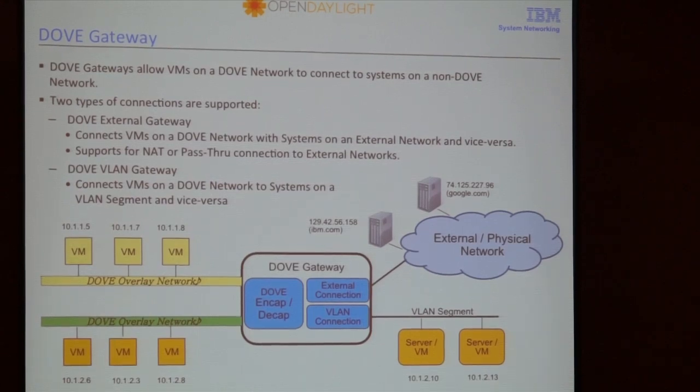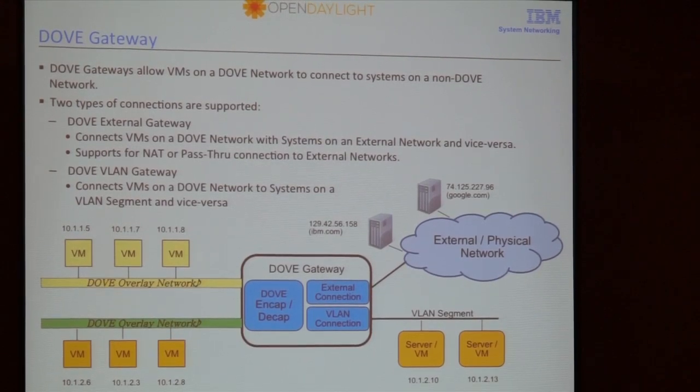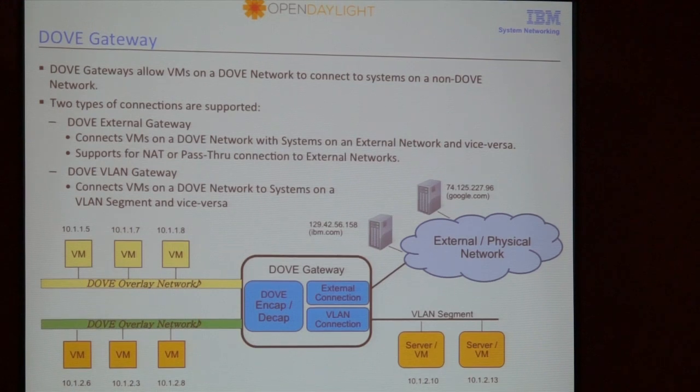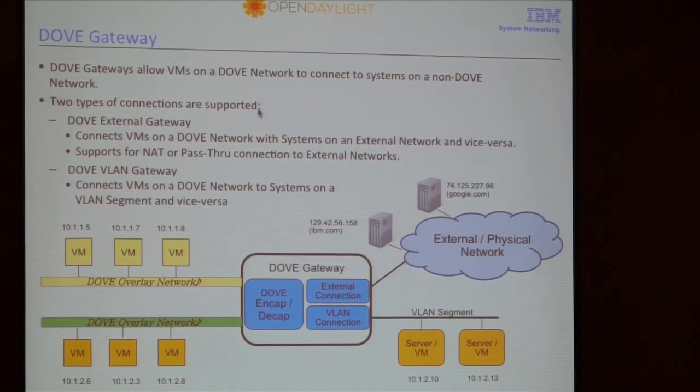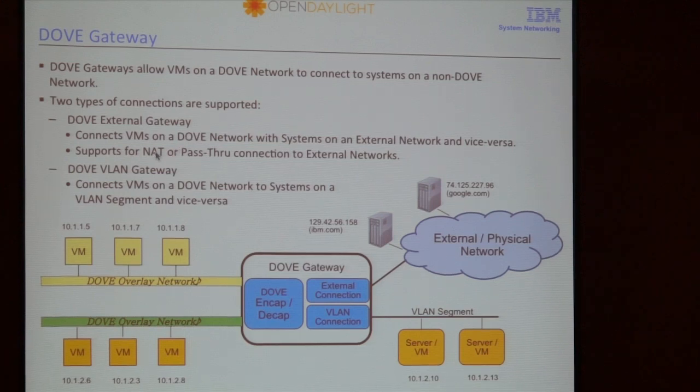And as I mentioned, we have a gateway that operates in two modes. We've got a VLAN gateway mode that basically puts virtual network traffic onto a VLAN segment, or it can run in this external gateway mode where we actually can talk to nodes on an external network. It supports NAT or pass-through modes if you want to run services, for example, inside a virtual network that need to be accessible outside. So in OpenDove, we're going to support both of those modes in the gateway.